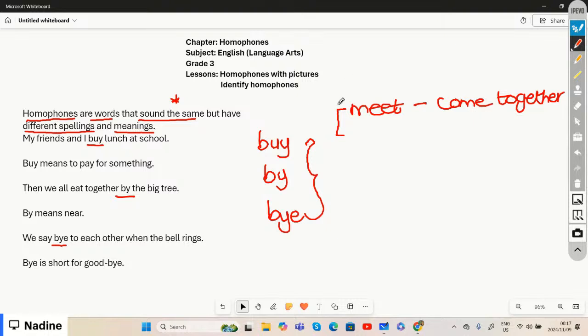And another word for meat, right? Another word that sounds the same as meat, but the spelling is different and the meaning is different, is meat, M-E-A-T. Yes, well done. This is basically flesh of an animal that we eat. So we're just going to say meat, this is food.